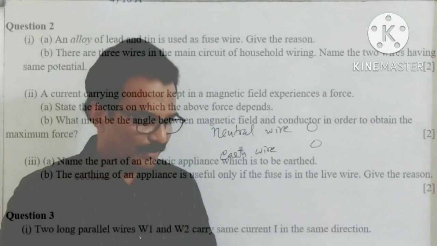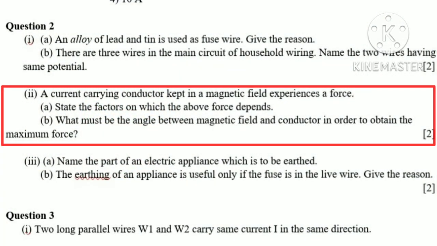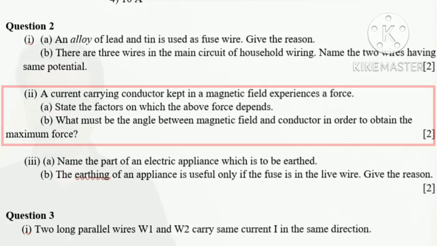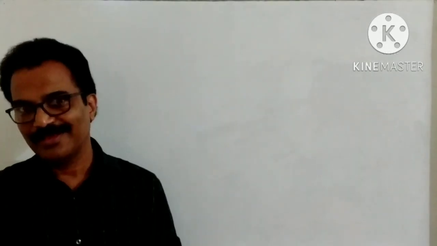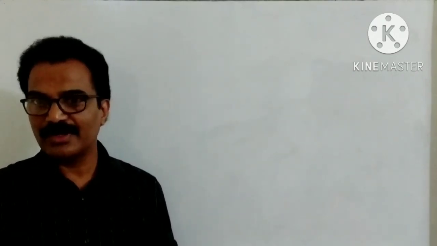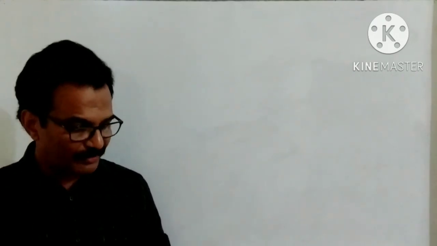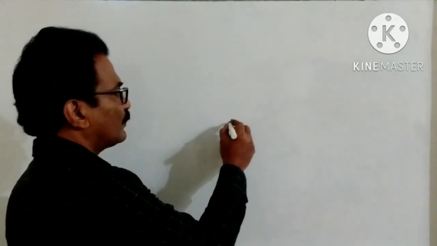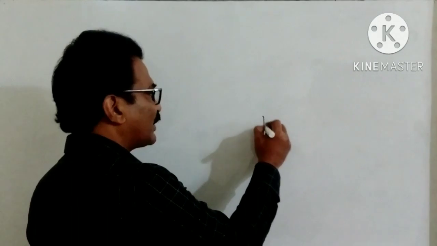Next question. A current carrying conductor kept in a magnetic field experiences force. What force are we talking about? Lorentz force. A current carrying conductor kept in a magnetic field will experience a force, and this force depends on some factors. What are the factors? First one, strength of the magnetic field.